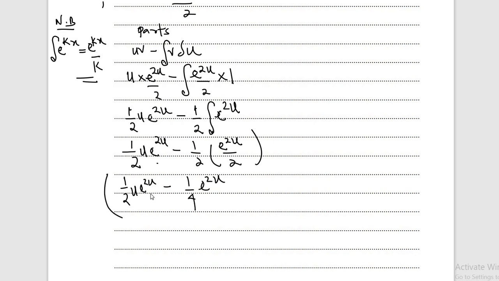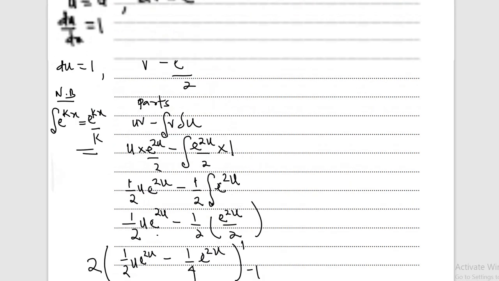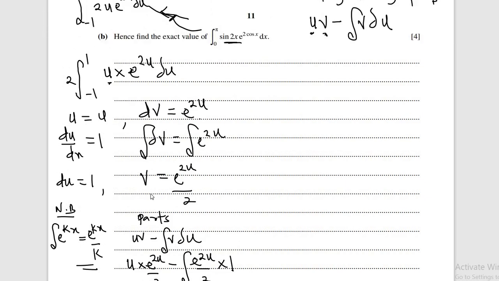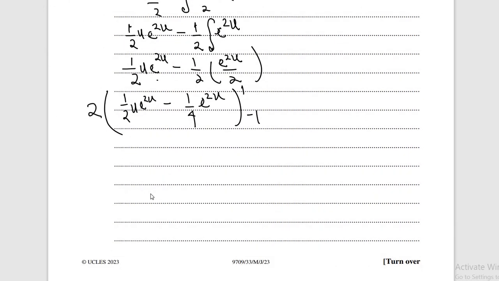That's it. Don't forget we still have a limit, 1 and minus 1. And don't forget there's still 2 outside. Look at this 2, it's still outside. So open the bracket by 2. So at the end of the day we have u e raised to power 2u minus half e raised to power 2u. Don't forget our limit, 1 and minus 1.